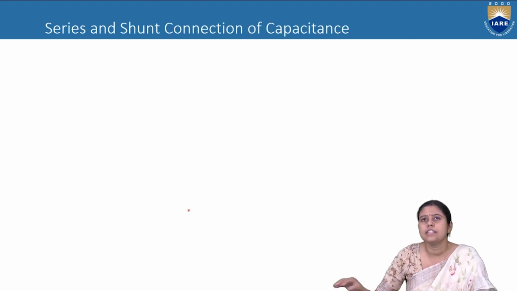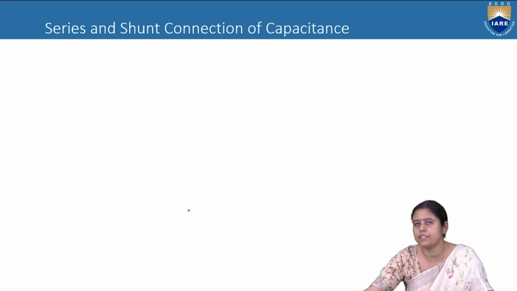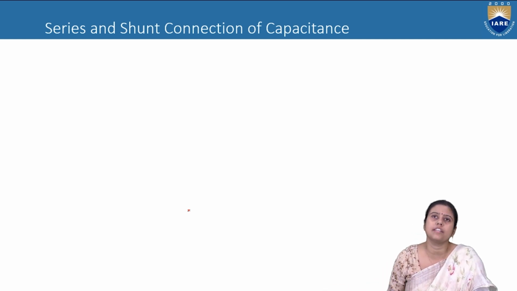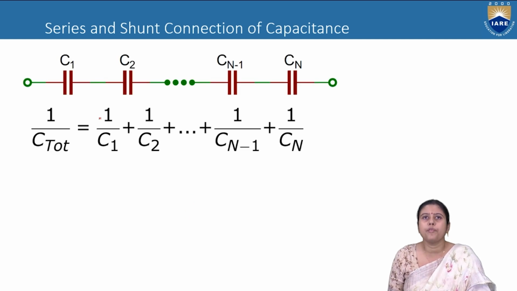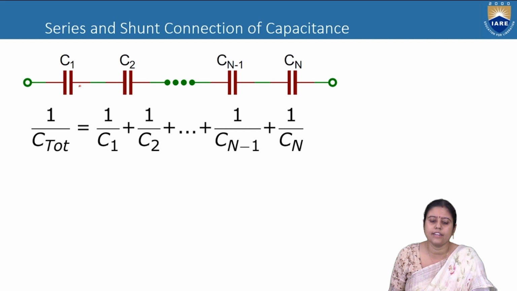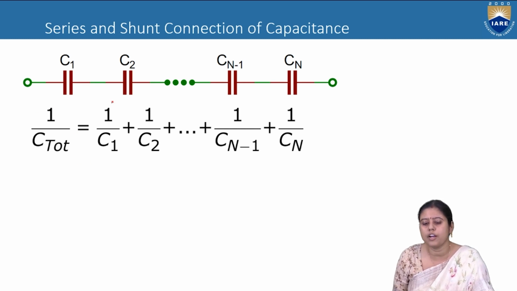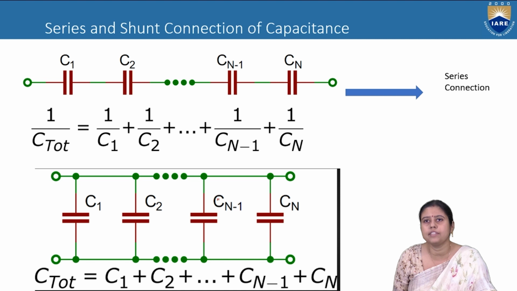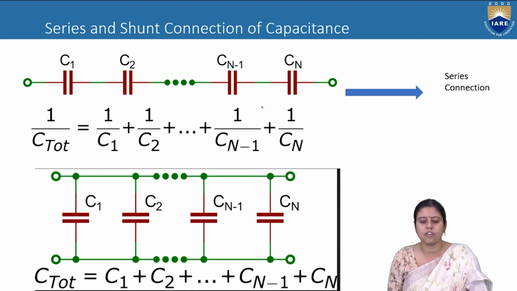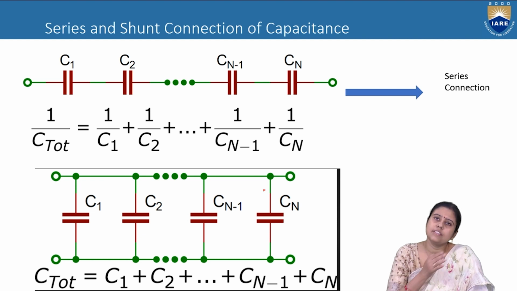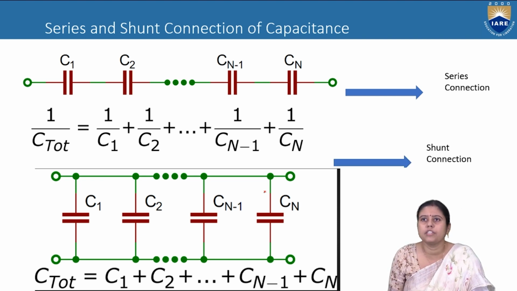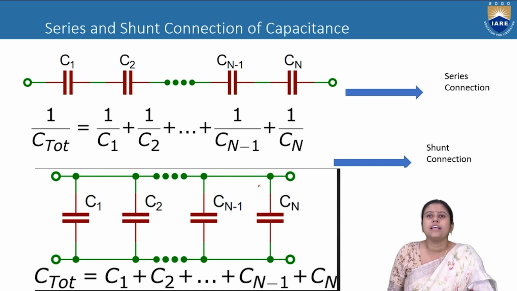Next is the series and shunt connection of capacitance. What is a series connection and what is a shunt connection of capacitance? If capacitors are connected in series, C total is equal to 1 by C1 plus 1 by C2 plus up to 1 by Cn. This is the series connection. If n capacitors are connected in parallel, C total is equal to C1 plus C2 plus C3 up to Cn. This is the equation for the shunt or parallel connection of capacitors. It is just opposite to the connection of resistances.